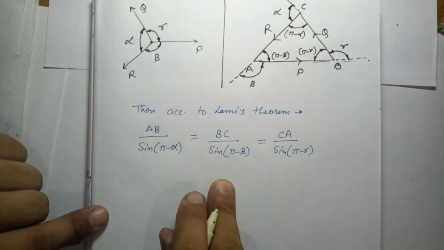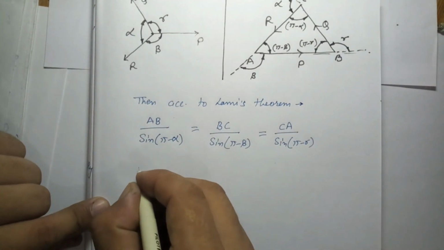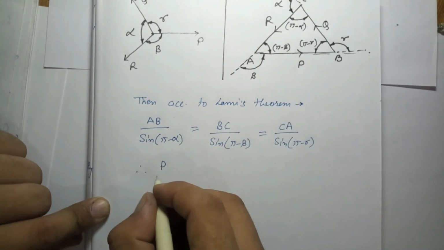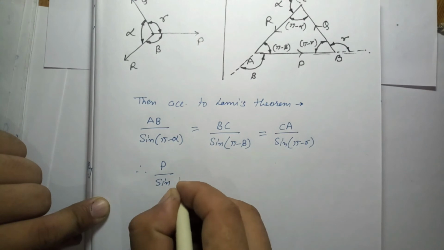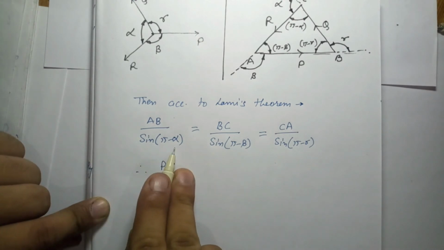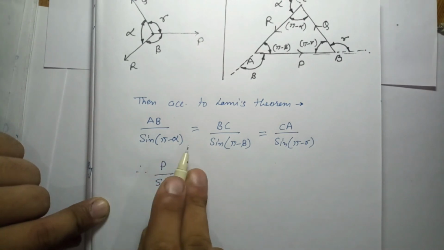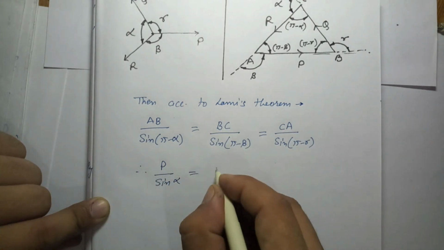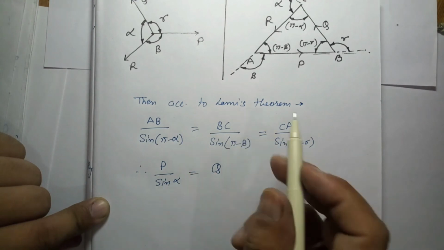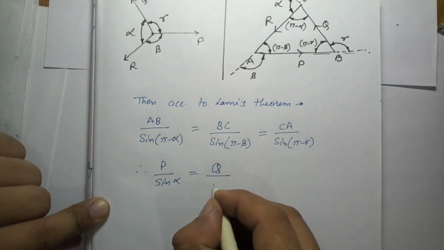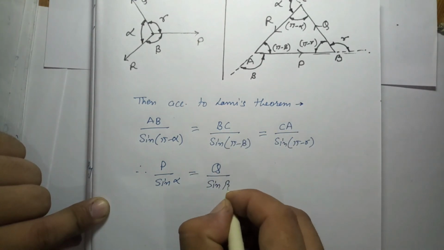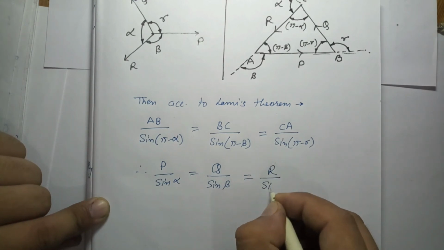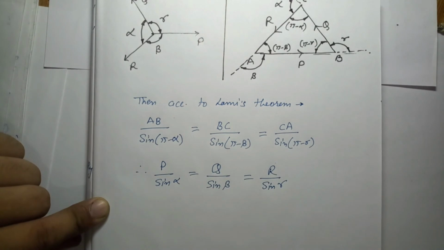Now in terms of forces, if I write, AB is represented by force P, so P upon sine of pi minus alpha, that is sine of 180 minus theta, which is sine theta, so sine alpha, that is equal to the second force, in the direction of BC, that is Q upon sine beta, that is equal to the third one, R upon sine gamma, right?